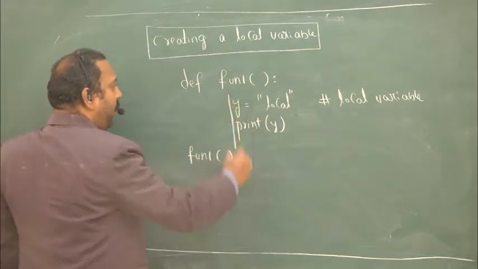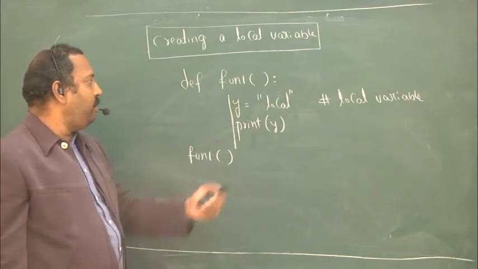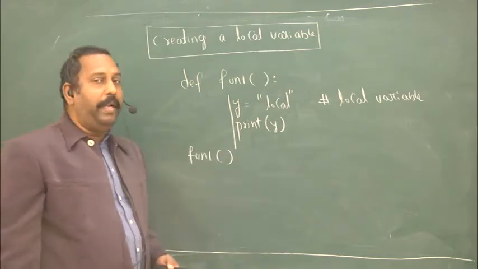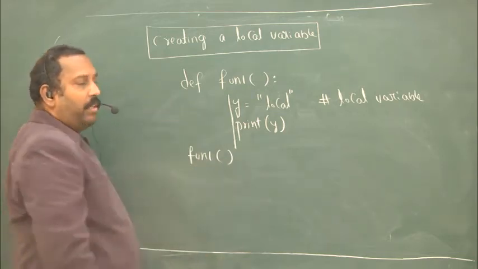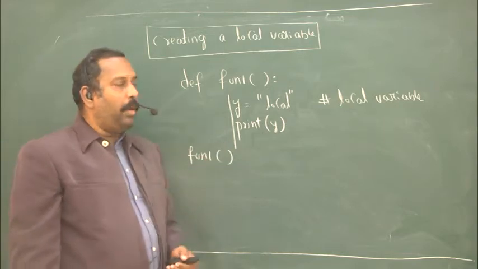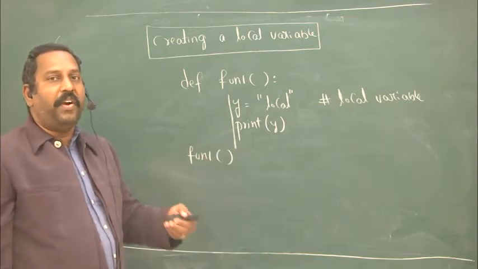So in this indentation, what are the statements available? There are two statements. One is y is equal to local, and the next one is print y. So this is the definition of the function. A function will not be executed automatically. We have to call the function, then only the function will be executed.